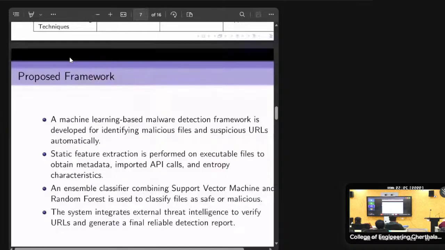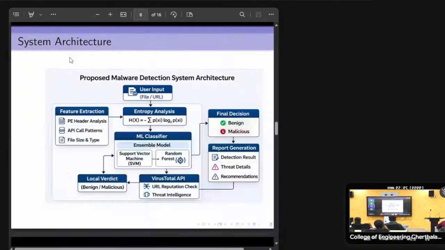The system architecture: the user provides either a file upload or a URL. The file goes through feature extraction, entropy analysis, and machine learning classification. For URLs, the system performs online reputation verification using VirusTotal. The final decision module combines the analysis results and generates a security report. This modular architecture ensures accuracy and reliability.